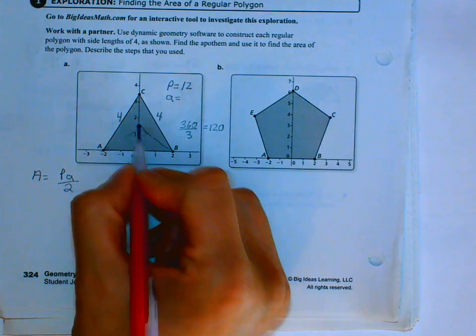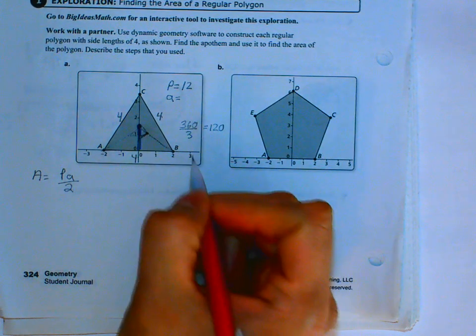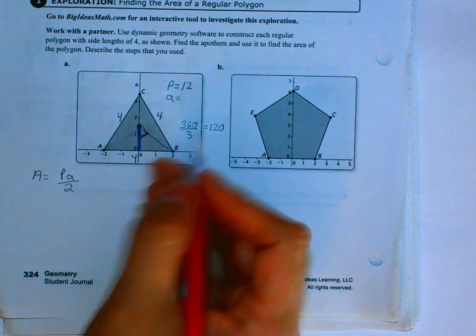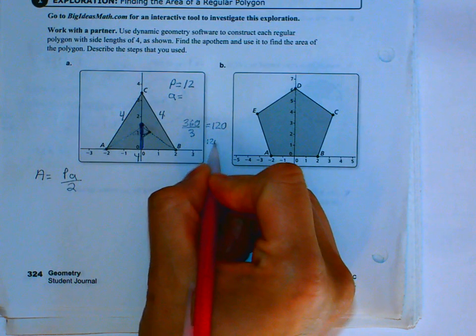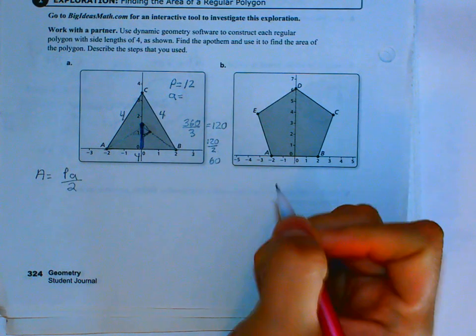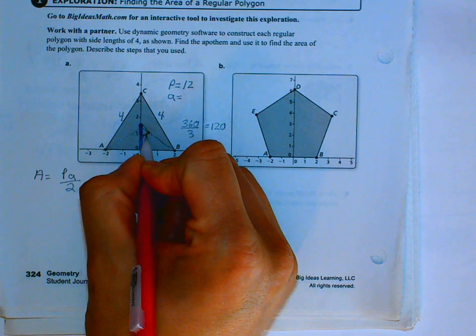But remember, this is the whole angle. I need only half of that. I need only this. So I have to divide it again. Okay? Another way that people can do this is 180 divided by the number of sides. A lot of people like doing that. For me, I'm a procedural person. So if I divide this again by 2, that's going to give me 60 degrees. That means that this angle right here is 60 degrees.